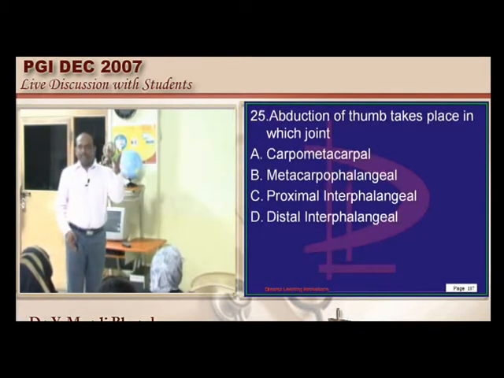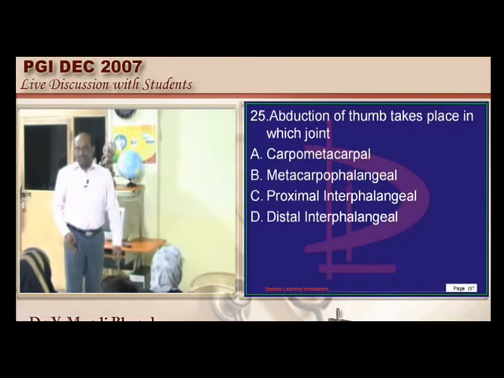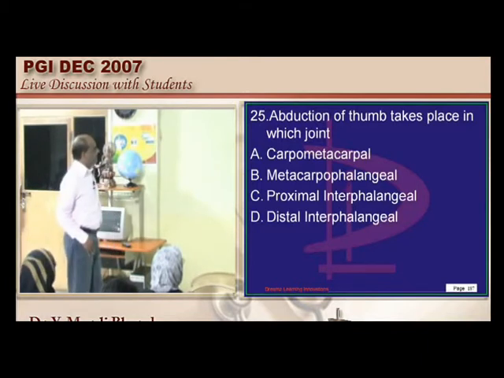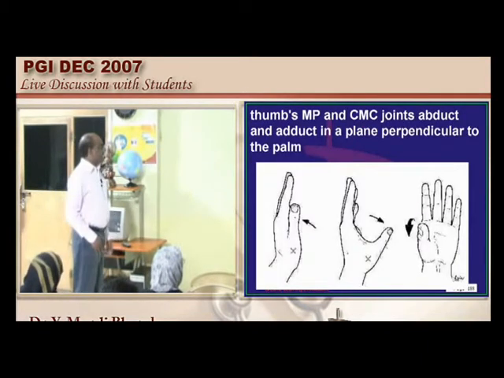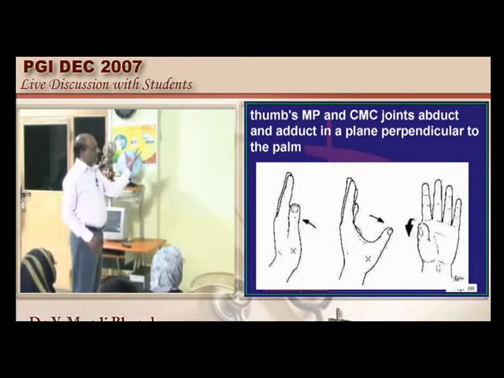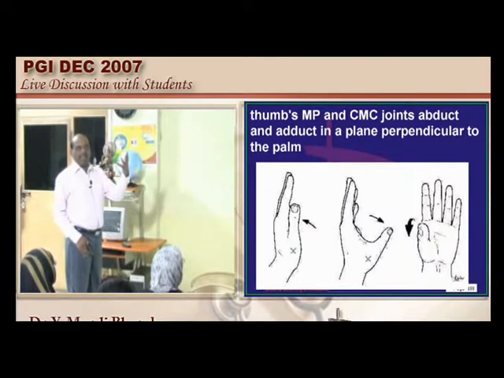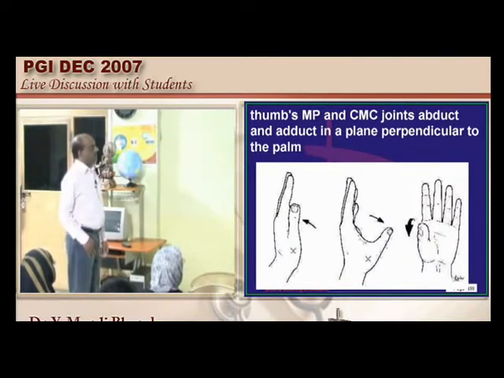Whenever our thumb becomes adducted and abducted, what are the joints involved? Both the carpometacarpal and the metacarpophalangeal joints are involved in the adduction and abduction of our thumb, which needs to be remembered.